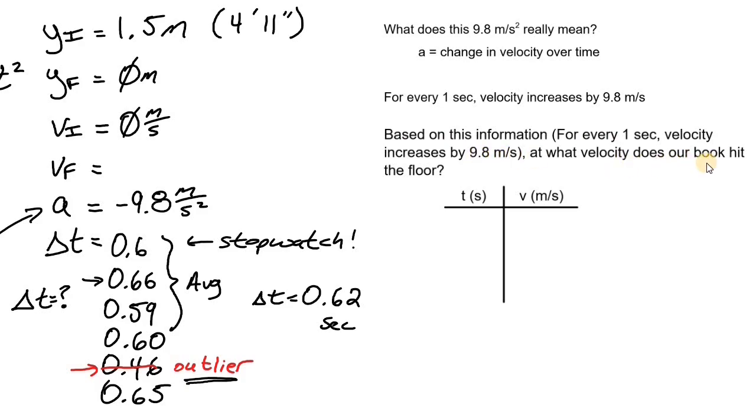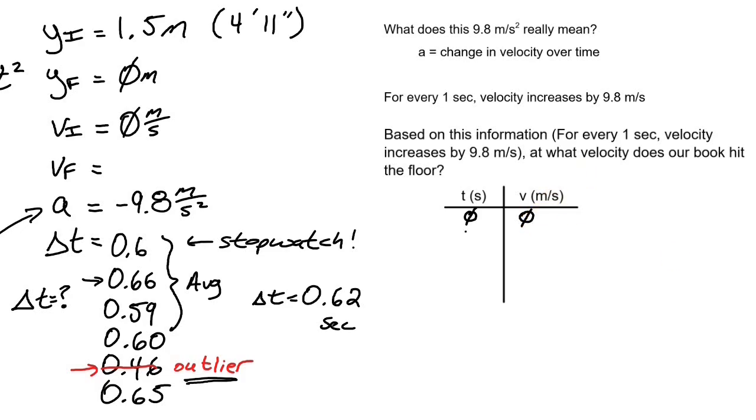What velocity does our book hit the floor? Okay, so let's think about this here. Let's do an approximation, a little estimation. At 0 seconds, when we drop the book, how fast is the book going? Well, we're just letting go of the book. We're not throwing the book down or up. So the initial velocity at 0 seconds is going to be 0 meters per second.